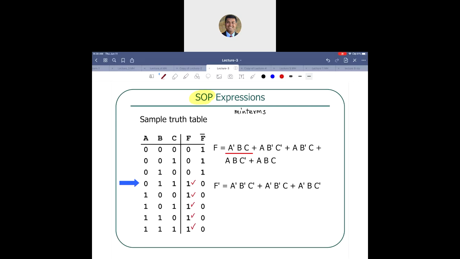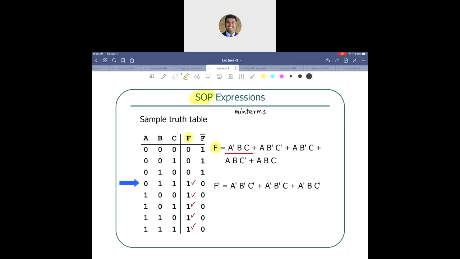For each of them, you can write a particular minterm. So what is the first minterm? The first minterm is when A is 0 and B is 1 and C is 1. That can be written as A complement and B and C. Similarly, you can write down the other 4 terms, each corresponding to a 1 in the truth table. That is for f.